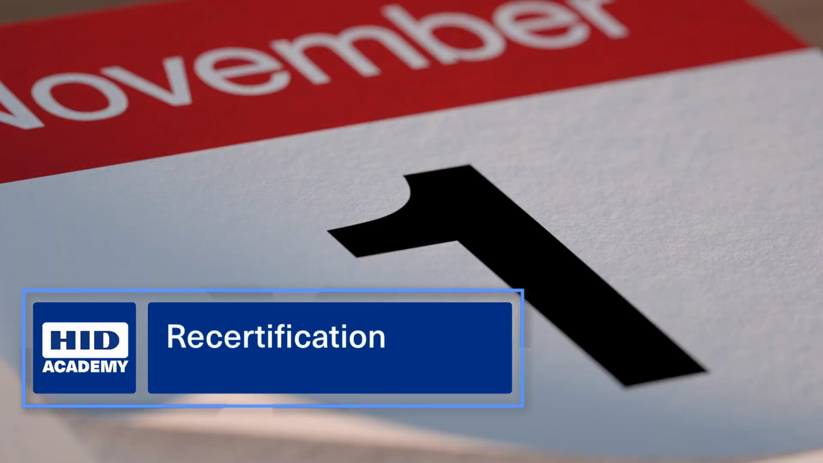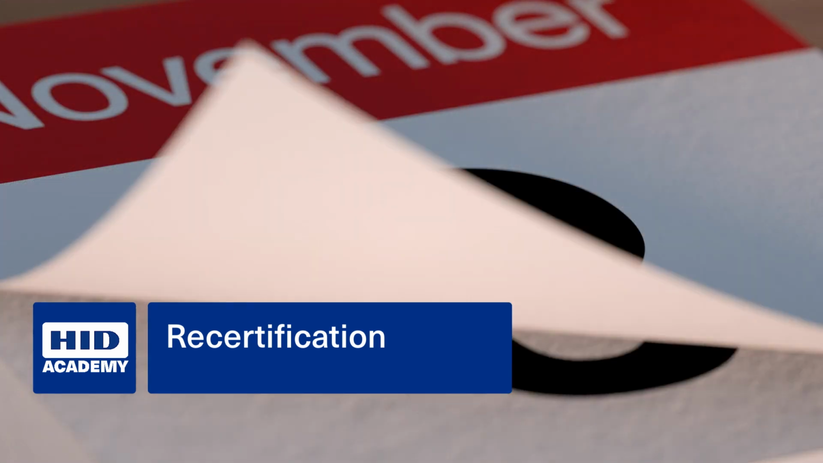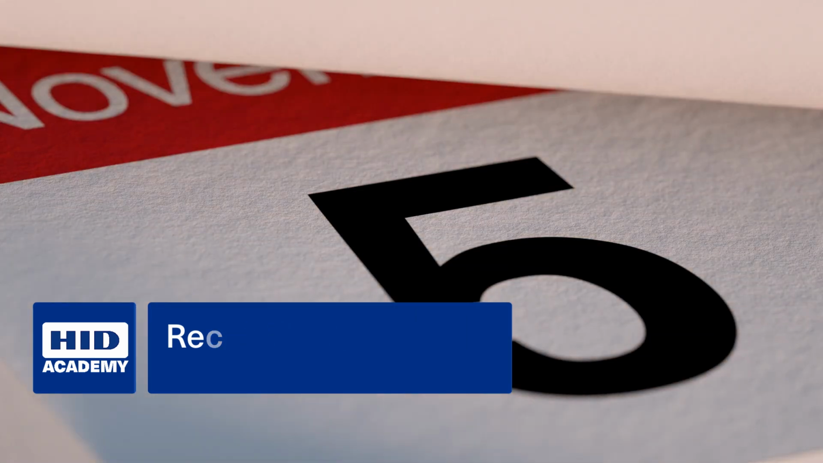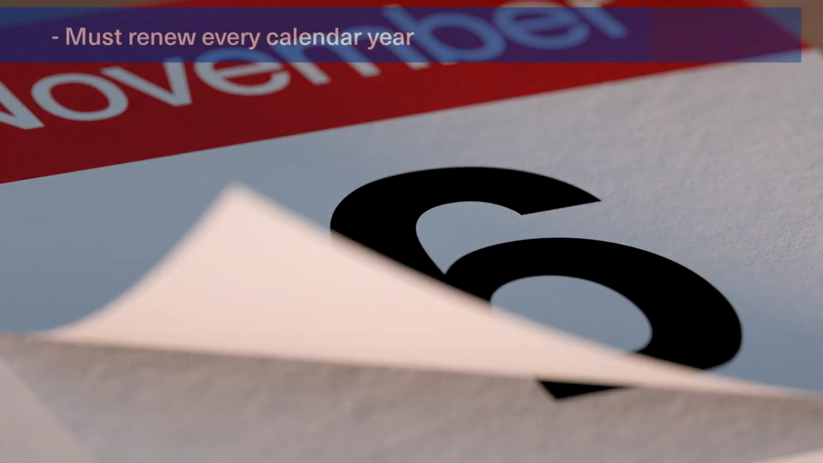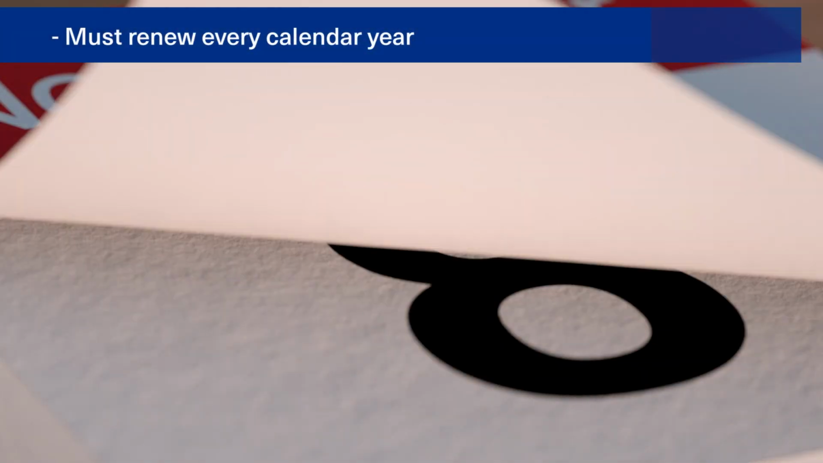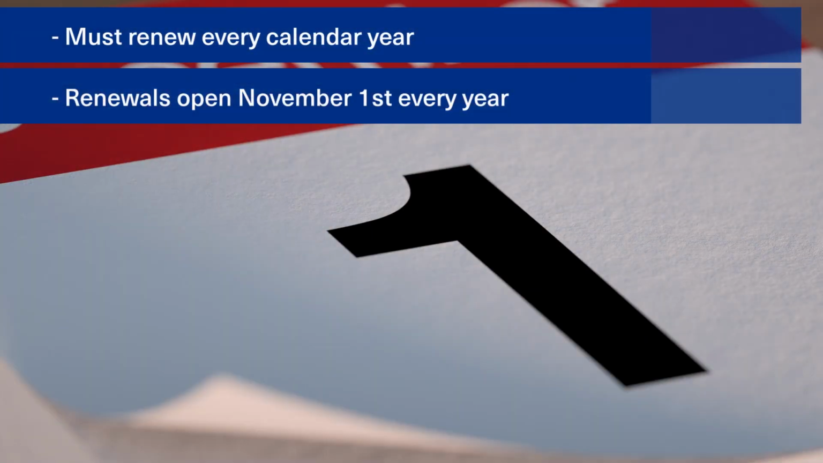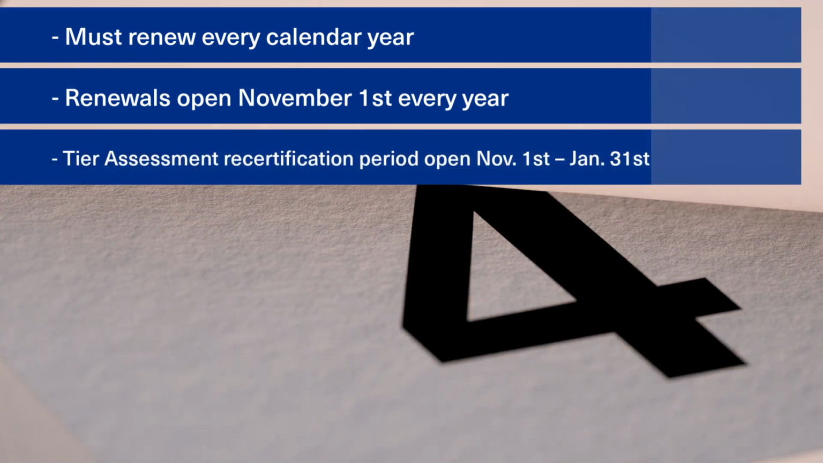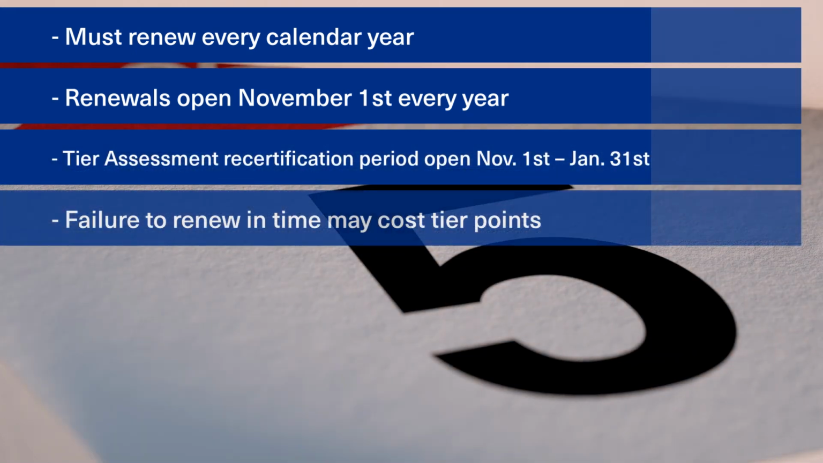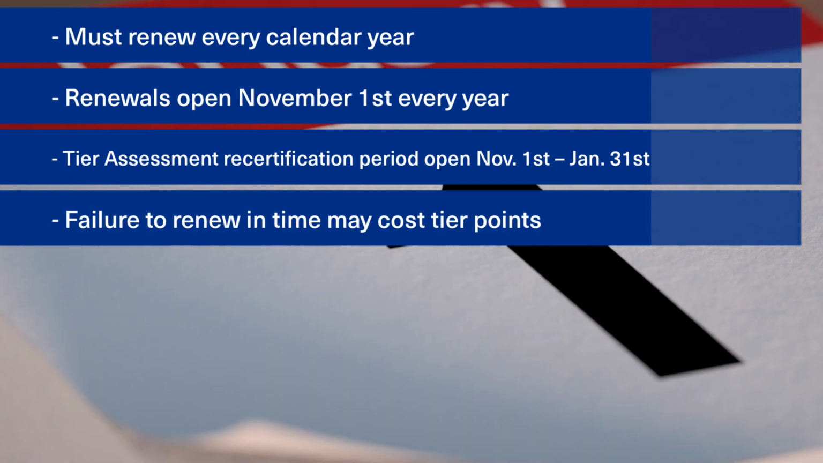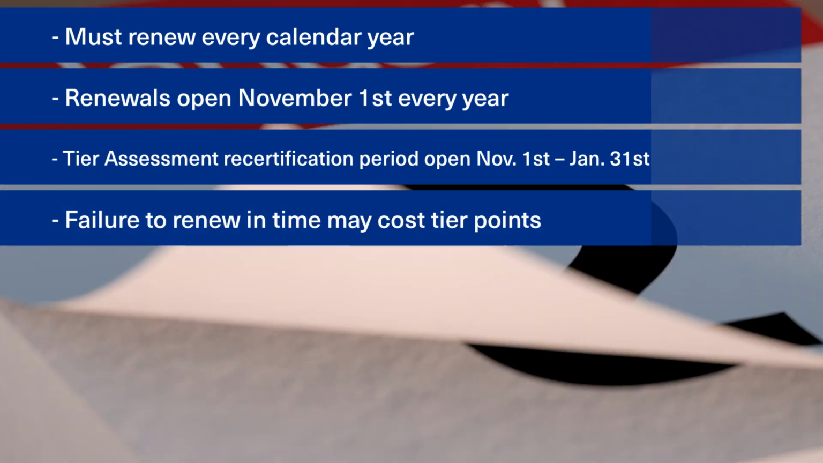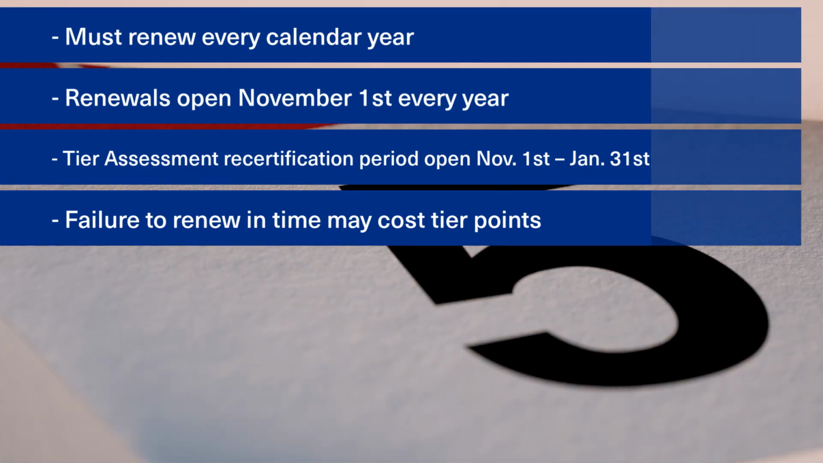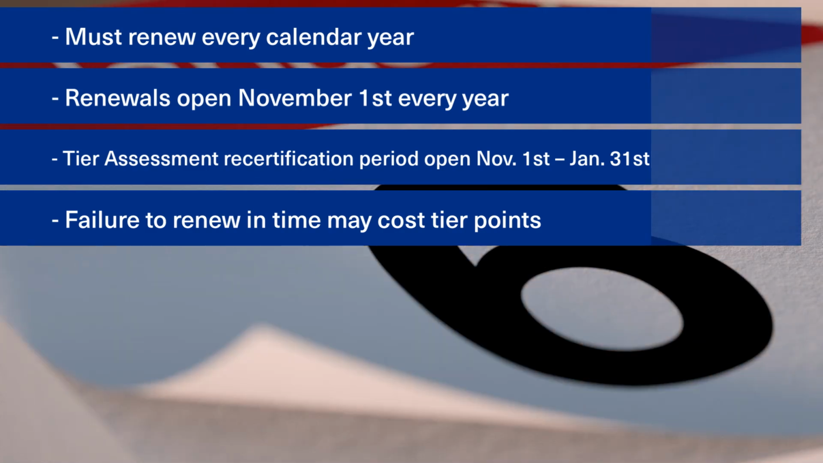As previously mentioned, in order to maintain your certification, you must renew to the latest version every calendar year. Renewals open on November 1st of the preceding year, and the recertification period in order to earn points towards the partner tier assessment remains open until January 31st. Failure to renew within this 3-month timeframe means you risk not accruing the corresponding tier points that may contribute to a detrimental change in your partner tier level.